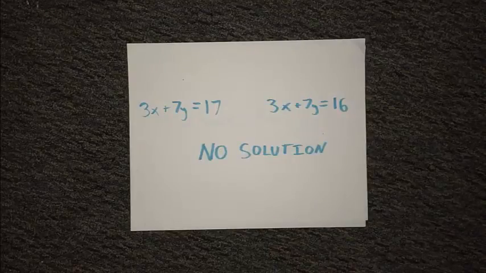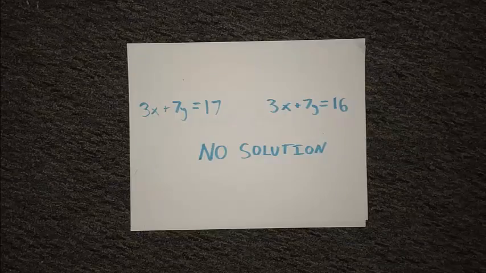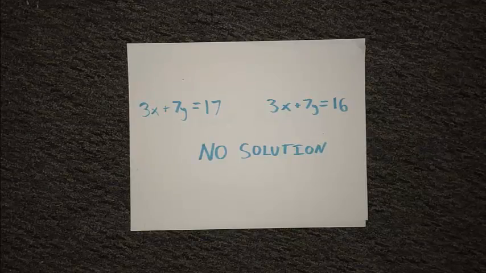Finally, I'm just going to go over equations with no solution. See here that 3x plus 7y is shared by both equations, yet one ends in 17 and the other in 16. This means that there's no possible answer where both equations share the same intersecting point. This means that the answer is no solution.